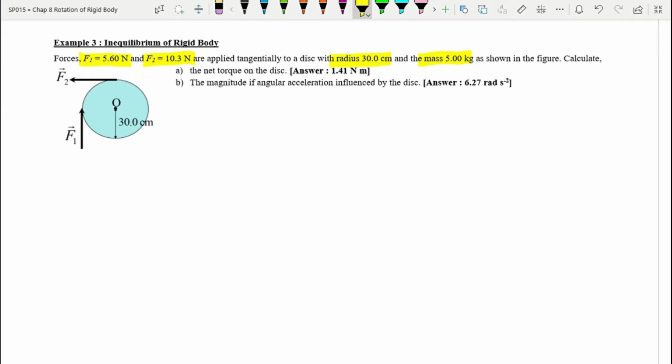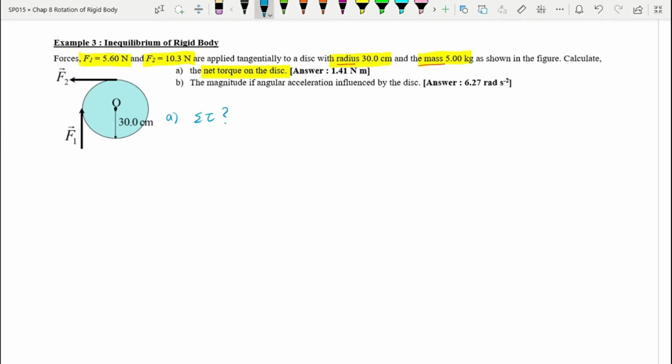Oh, okay. So, dia refer kepada radius and mass of the disc lah. Saya ingatkan ada mass yang lain. So, ada radius of disc, ada mass of disc. And then, dia kata calculate the net torque on the disc. Soalan ni simple. Dia just minta kita kirakan apa summation of torque.